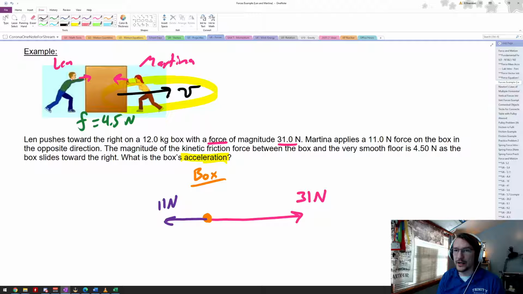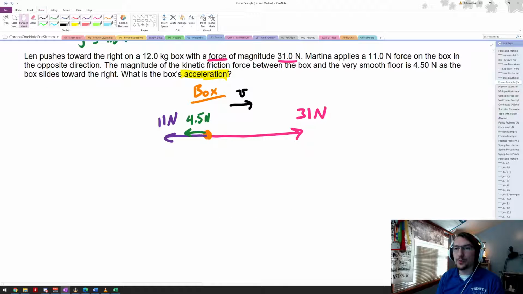If this box has a velocity towards the right, and notice how I drew this velocity off of the box itself, off the free body diagram, this is just showing me the direction the box is moving. This means that friction will be acting towards the left, because friction has to oppose your motion. So we have some friction here, and this friction has a force of 4.5 newtons.